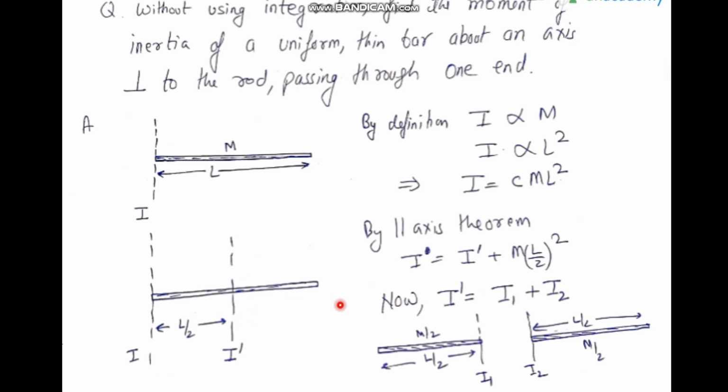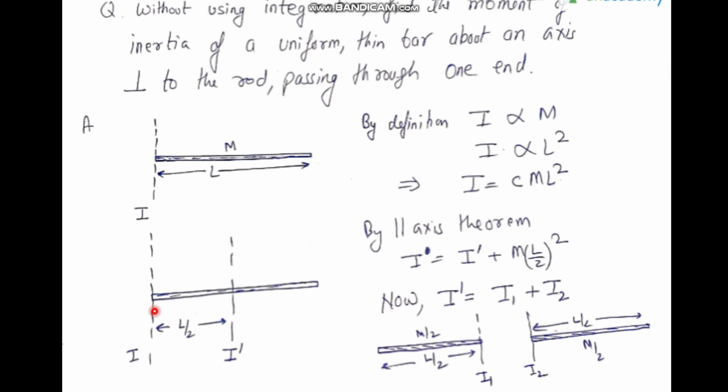So I can write I, the moment of inertia about this axis, as I CM, which is I dash I have written, plus m into d square. D is the perpendicular distance between them. So I can write I as I dash plus m into L by 2 square. Now let us have a look at I dash. I dash is the moment of inertia of this bar about this axis.